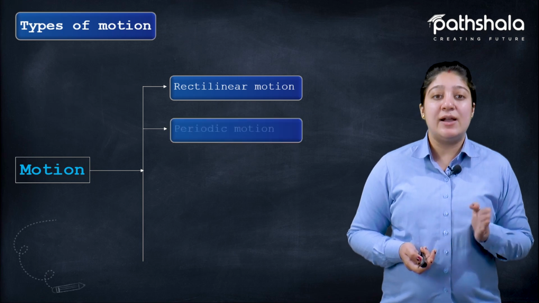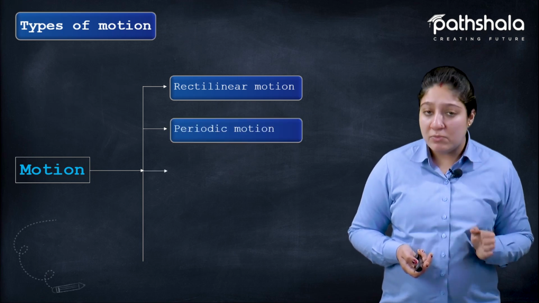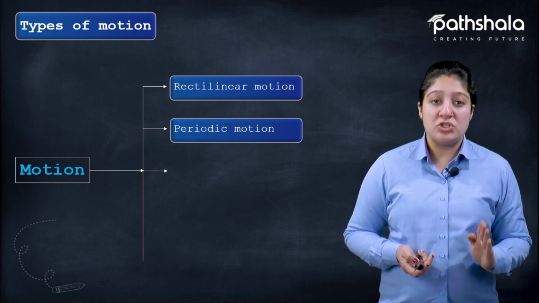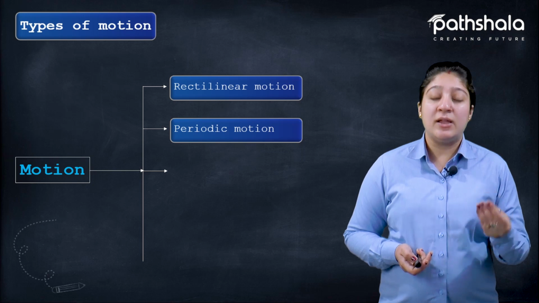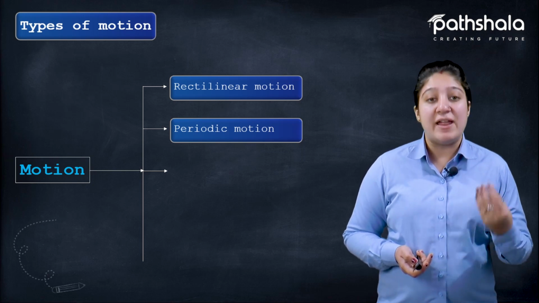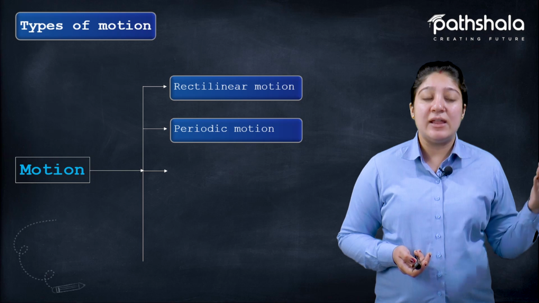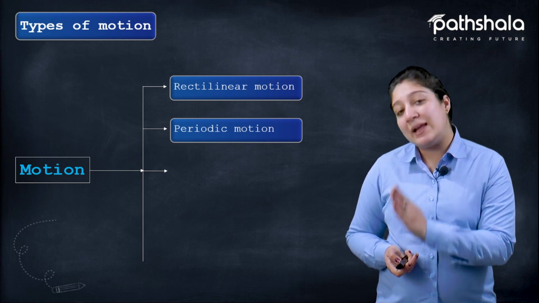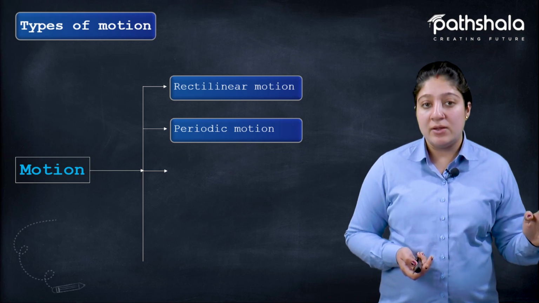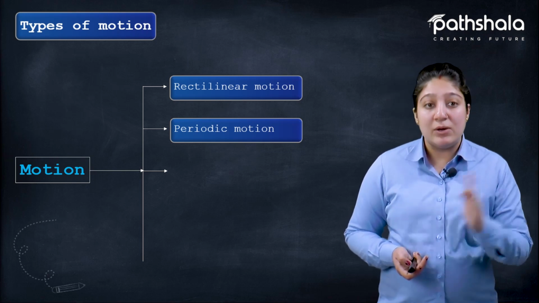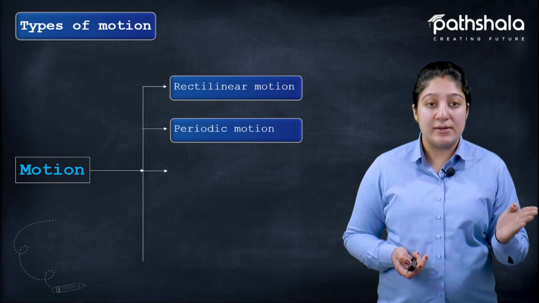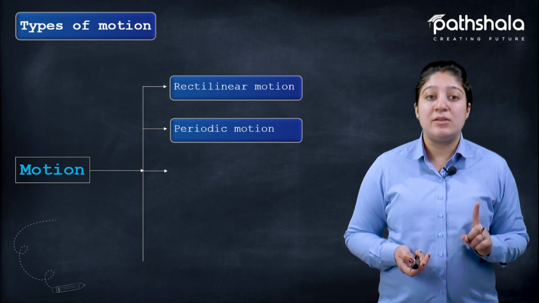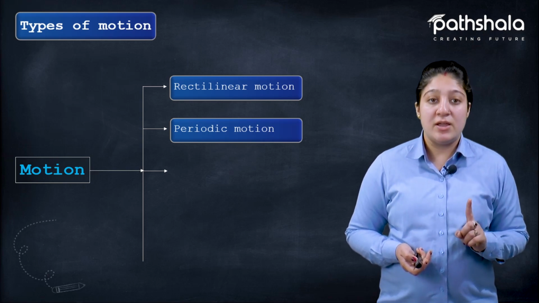Second one is periodic motion. Periodic motion is when an object repeats its motion after the same interval of time. Like it is moving from A position to B, and after 5 minutes again it is moving from B to A, right? And the interval of time in this period should be the same, then only the motion will be said to be periodic motion, right?